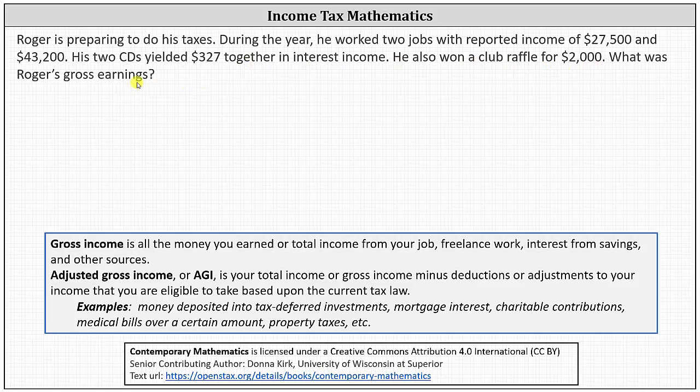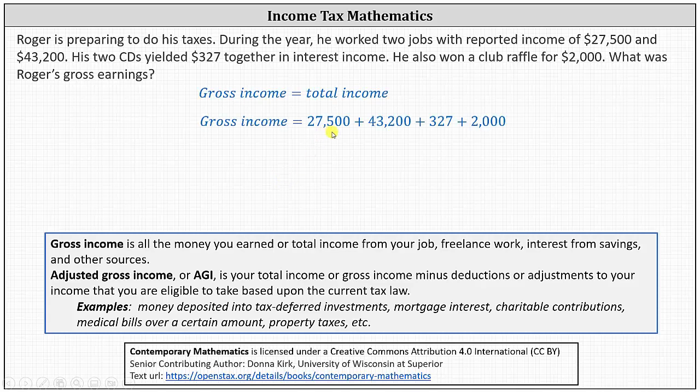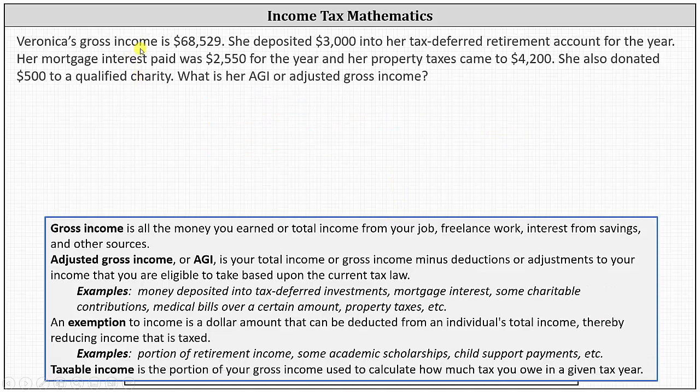What was Roger's gross earnings or gross income? Recall, gross income is all the money Roger earned, or total income from his job, freelance work, interest from savings, and other sources, which means in this case, Roger's gross income is equal to his total income, which in this case is the sum of $27,500, $43,200, the CD interest of $327, and the club raffle of $2,000. Roger's gross income is $73,027.